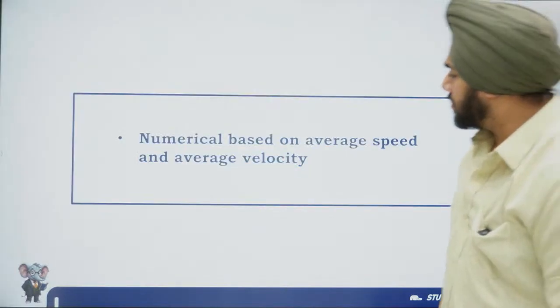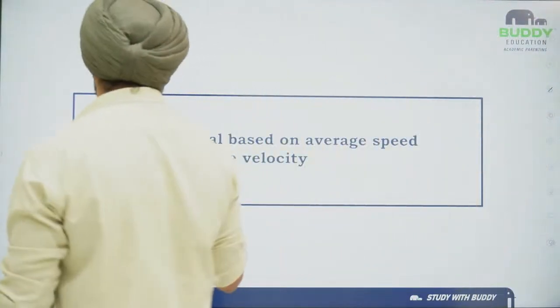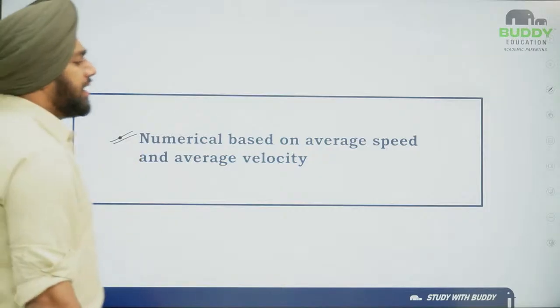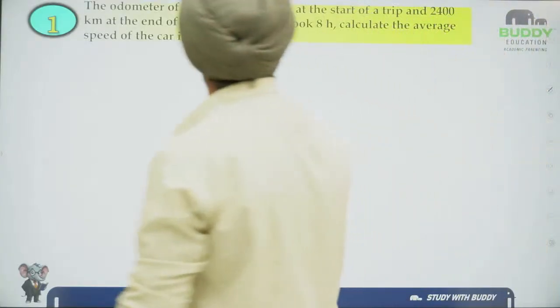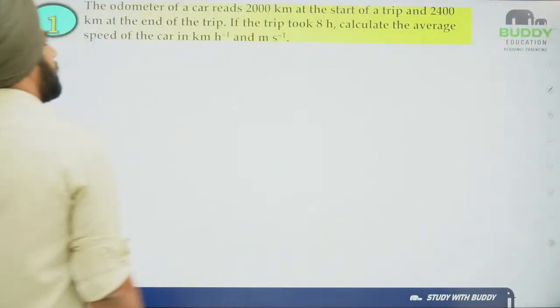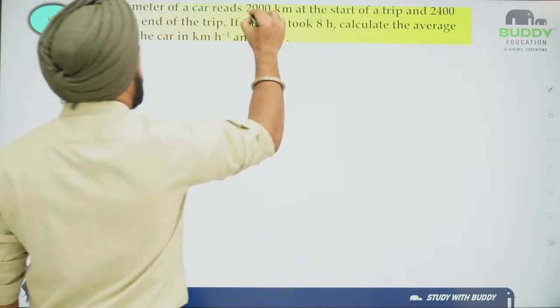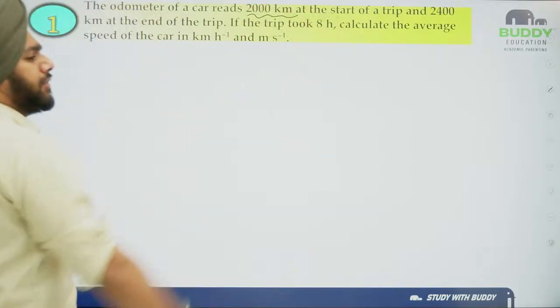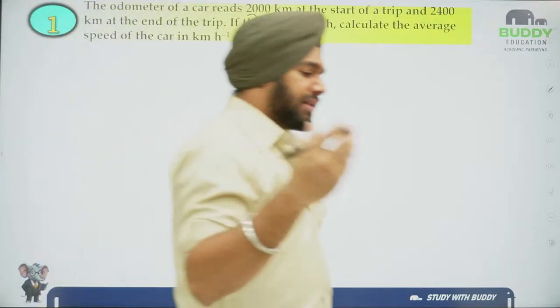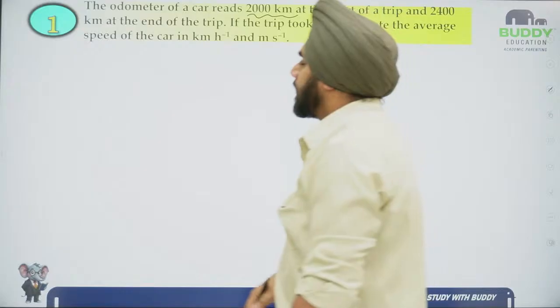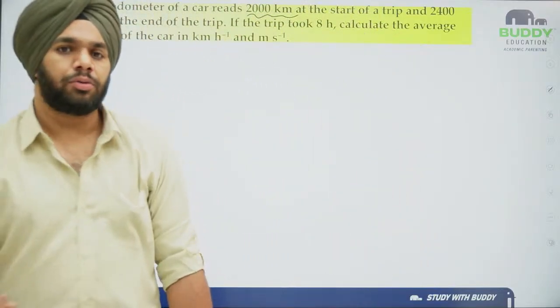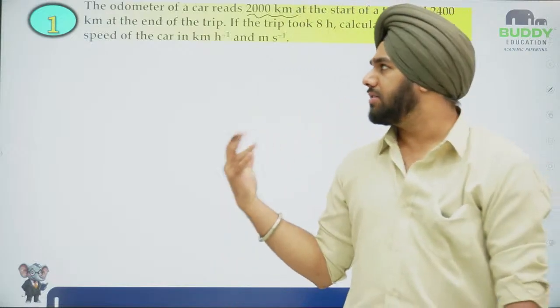This is one of my favorite topics, numericals based on average speed and average velocity. We have already discussed average speed and average velocity. So this is one question: the odometer of the car reads 200 km at the start. Odometer is basically a device which reads the distance traveled by the car. Many students don't know what an odometer is. Speedometer tells the speed, odometer tells the distance.